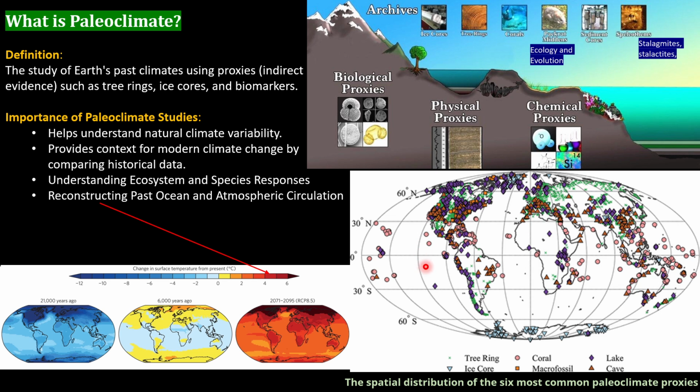So this is the whole world map in which various fields, the corals, lakes, caves, macrofossils, tree rings and ice cores, are studied. By studying them, we can interpret the past climate, like what the climate was 1,000 years before, and what the climate will be 100 years after 2024.